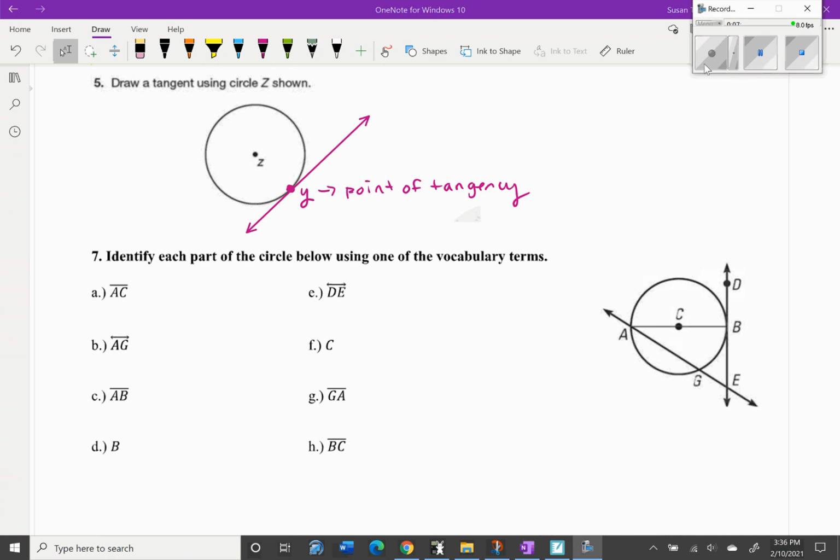So if we look at the first one, we're looking at AC, which is this right here. So of course that would be the radius of the circle. Then for B, we have AG, and it has the arrows above. So that's this line right here. So we learned that if it goes through the circle and hits on 2 points, then that would be the secant.